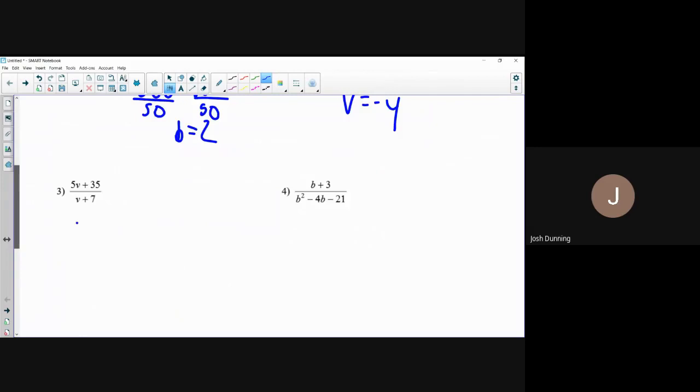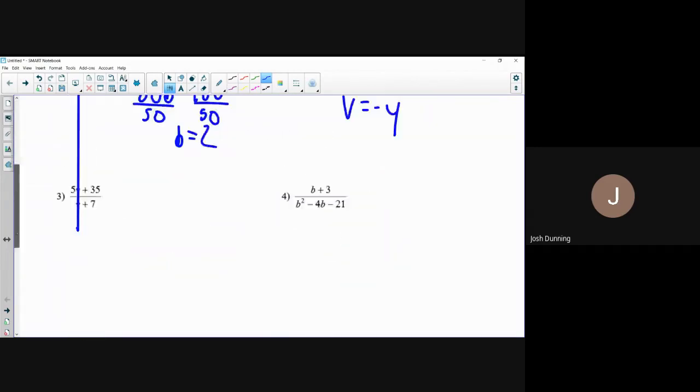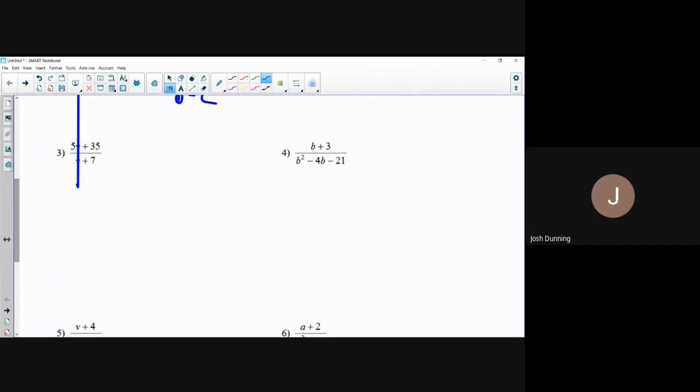Number 3. Set the bottom equal to 0. Minus 7, B equals negative 7. Now, 4 does throw a bit of a curveball. We have a quadratic equation on the bottom.